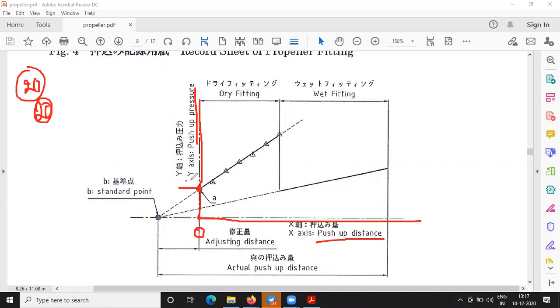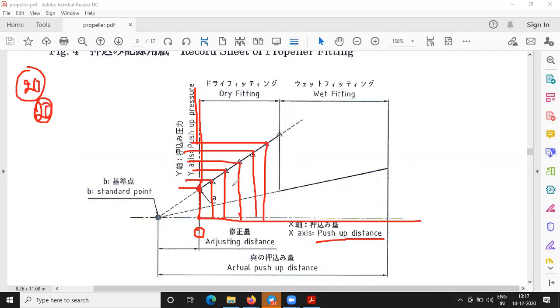Okay, I'll first increase the pressure by 20 bar and I will see there is an increase in push-up distance. This is the push-up pressure, push-up distance. Next, I'll increase another 20 bar and I'll see what the push-up distance is. Next 20 bar I'll increase again. Next 20 bar I will increase again. Next 20 bar I will increase again.